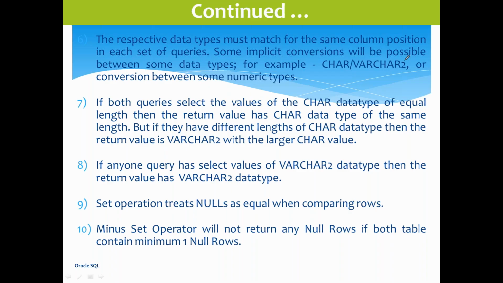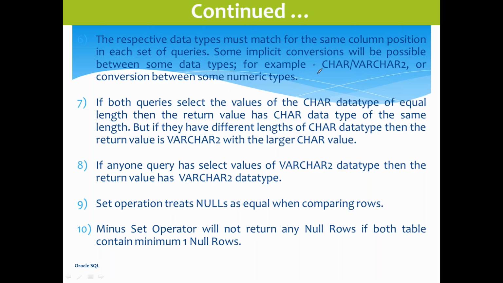Some implicit conversions will be possible between some data types, like char and varchar2, and conversion between some numeric types. So automatically it will convert; char and varchar2 are there, and it will not differentiate. All are coming under string only, so it will understand. For this, no problem. If both queries select the value of the char data type of equal length, then the return value has char data type.